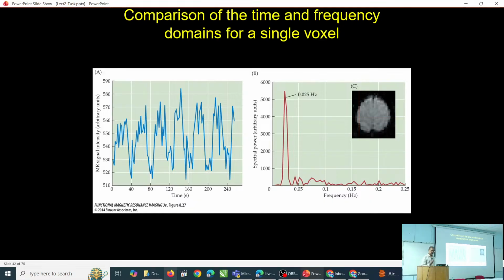When we did the task, you can do a t-test or correlation to find the activation. The other way is to do the Fourier transform. You can take this time series, do the FFT, the fast Fourier transform, and it would tell us that at this frequency there is a large signal. You could use this information to map the brain. Is that clear to everyone? Okay.